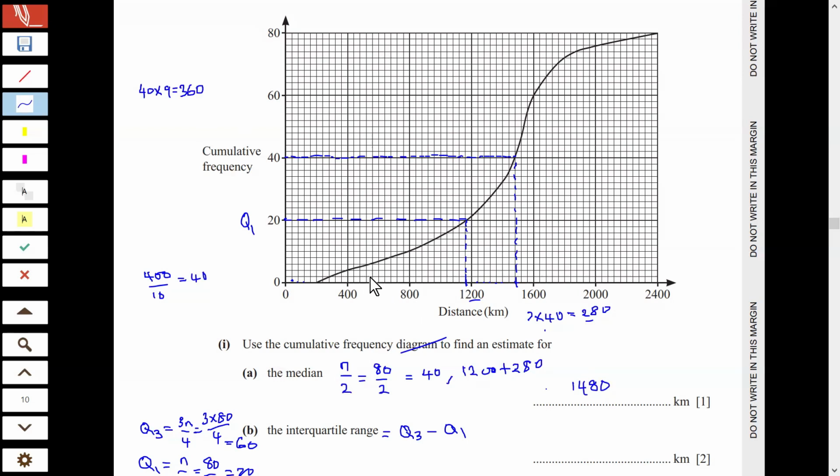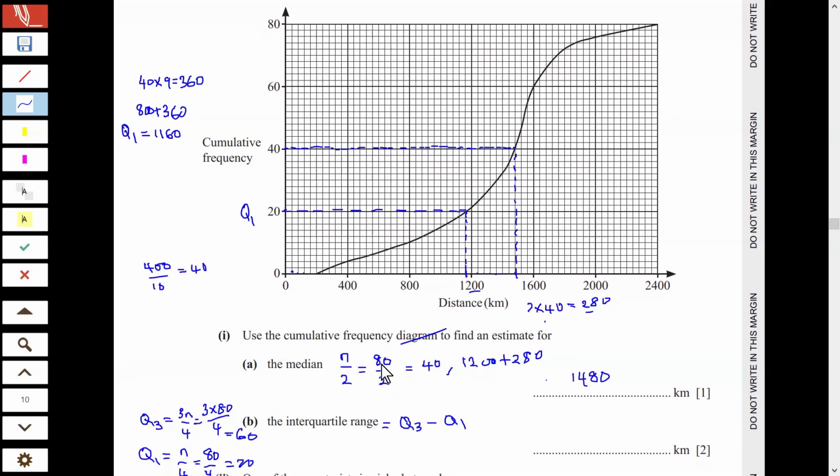So I'm going to add 360 to 800. So 800 plus 360 gives us 1,160. So this is for Q1. Q1 is 1,160. So Q2 is 60. Q3 is 60.